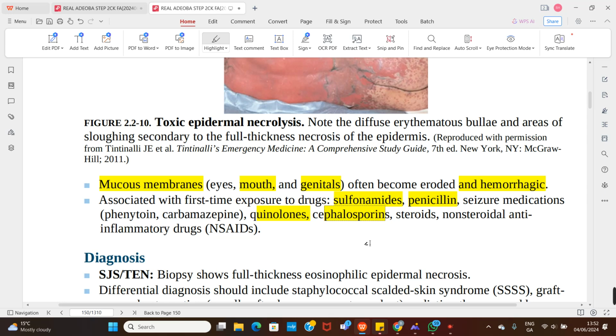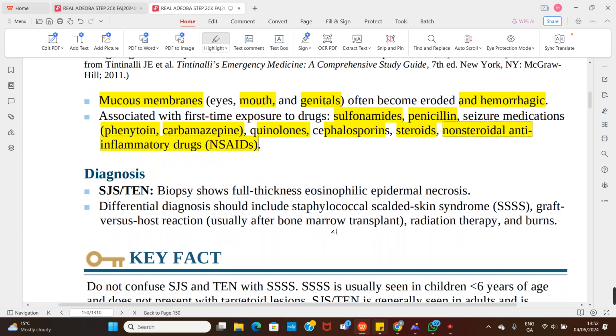Just like in DRESS syndrome, phenytoin, carbamazepine, lamotrigine, right? Think about your NSAIDs and your steroids. Steroids and NSAIDs. So they would give you one of these drugs, but most commonly they choose the sulfonamide. They can also take the anti-seizure medication. So have that at the back of your mind. Don't forget that this is a form of drug eruption.